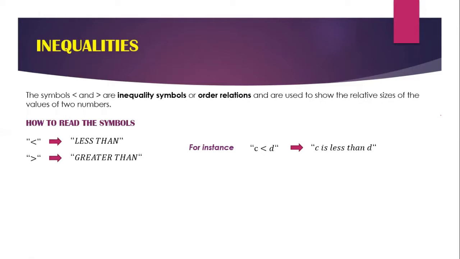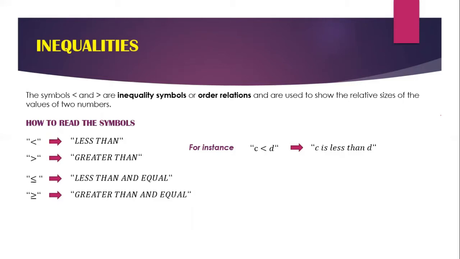Okay, students, the next symbol for you. We can read it as less than and equal. And this one, greater than and equal. For instance, C is greater than and equal to D. Once again, C is greater than and equal to D.